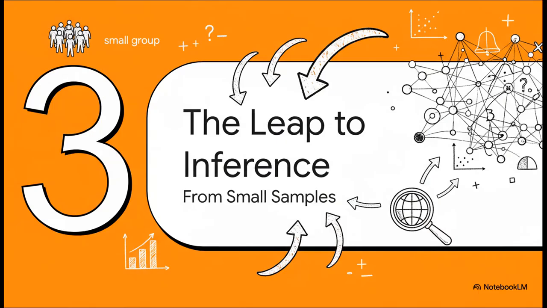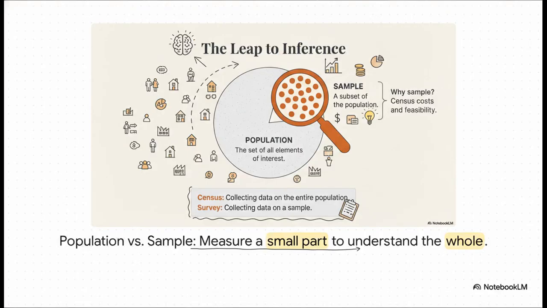All right, now we're getting to the most powerful idea in all of statistics. So far, everything we've done has been about describing the data we have. But what if we could use a small piece of data to understand a much, much bigger picture? Well, that is the incredible power of statistical inference. The big idea here is the difference between a population and a sample.